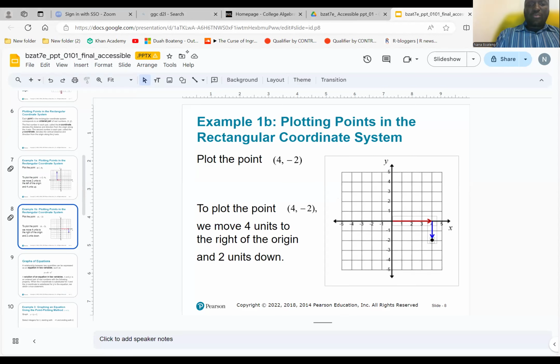So for example, to plot a pair of points (4, -2), the x-axis point is positive 4. So we move 4 points to the right, and we move 2 points below to trace the point (4, -2). So to trace the point (4, -2), we move 4 units to the right on the positive x-axis, and 2 units down the negative y-axis.